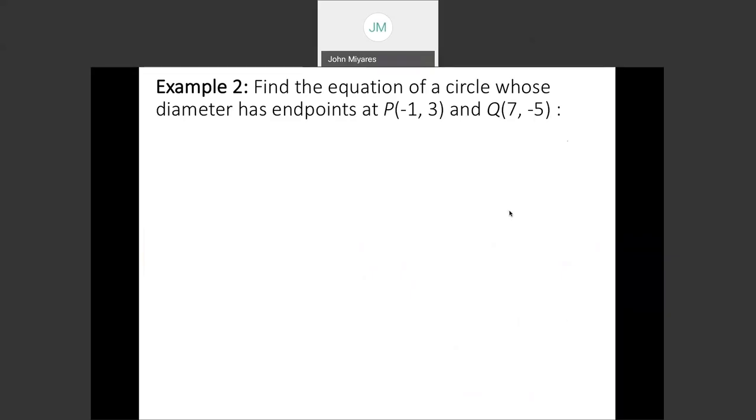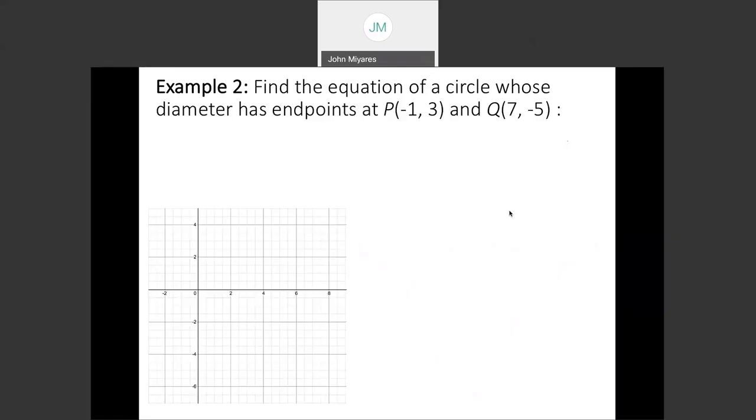So here's our second example. Find the equation of a circle whose diameter has endpoints at -1, 3 and 7, -5. In this case, I probably want to draw a picture of this first because in order to find the equation of the circle, I need to know both the center point and the radius, and I don't know either one.